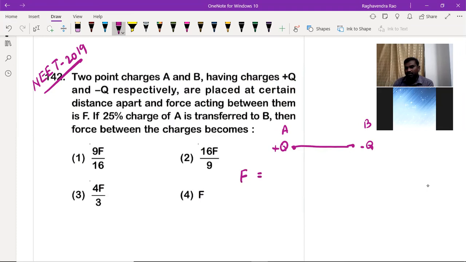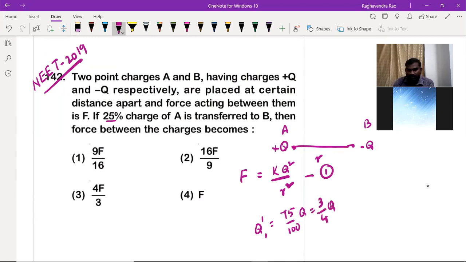So F is equal to K into Q square by the separation, we can take some R, then R square. So this is equation number 1. Now 25% of the charge of A is transferred to B. That means 25% is lost, so the remaining will be 75%. That means Q1 dash is equal to 75 by 100 into Q, this is 3 by 4 Q.